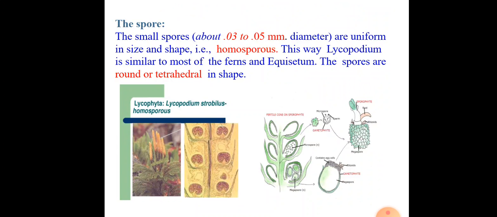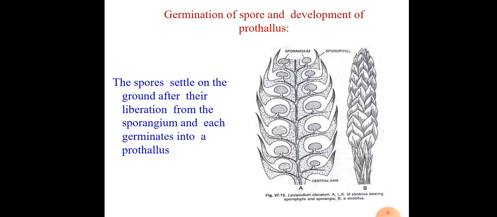The spores are small, about 0.03 to 0.05 millimeter in diameter. They are uniform in size. That's why we say they are homosporous. In this way Lycopodium is similar to most of the ferns as well as the equisetums. The spores are round and tetrahedral in shape. In the Lycopodium strobilus, the male and female spores are very similar in shape and size also. So it is called homosporous.